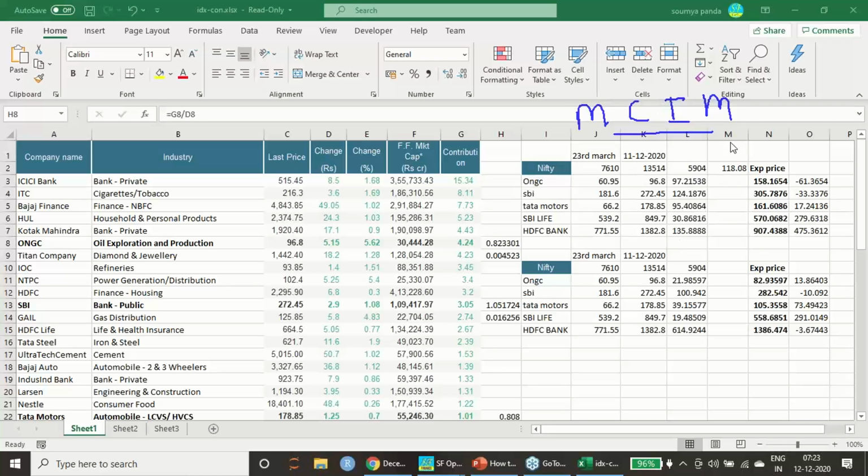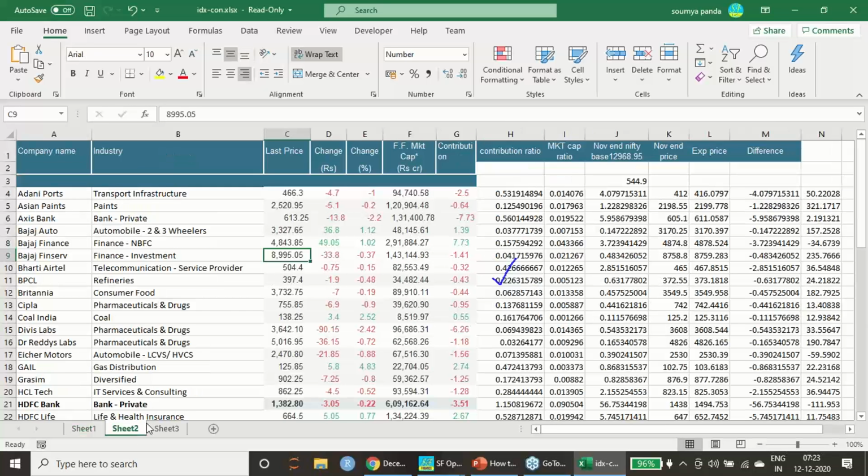Many of you think, okay, I'm a short-term investor. I invest for 1 month, I invest for 3 months, I invest for 6 months. Many of you will be thinking on that. In that situation, using this market capitalization index model is a good way to choose a stock. My next sheet is just an enhancement of this, where I have made it for all 50 stocks.